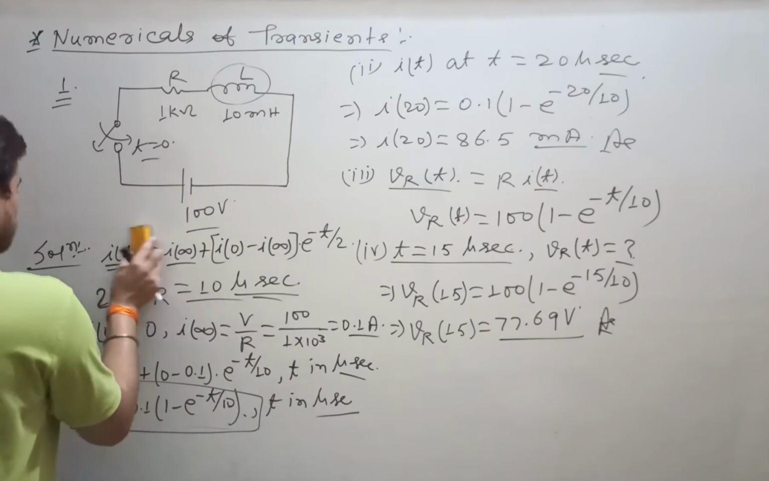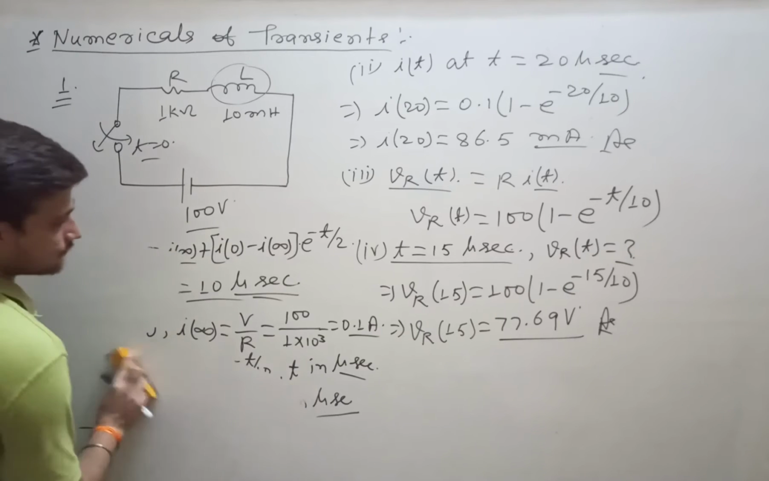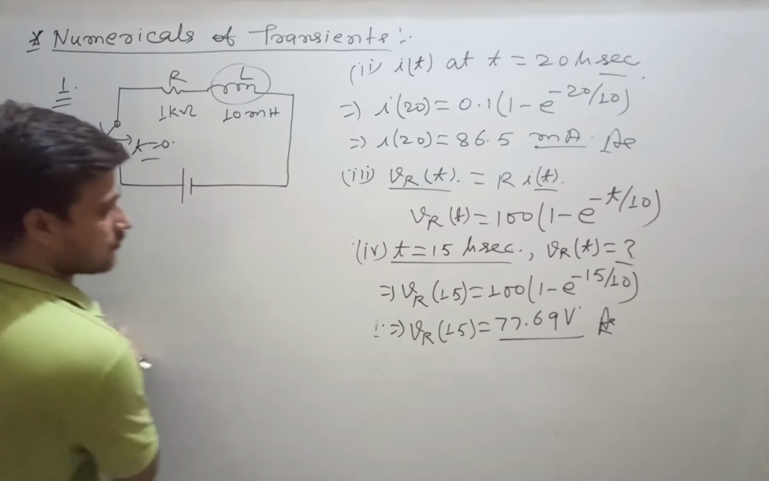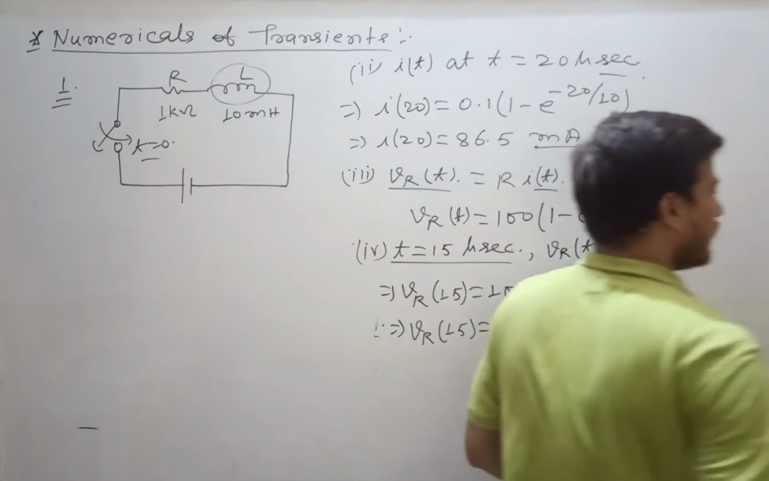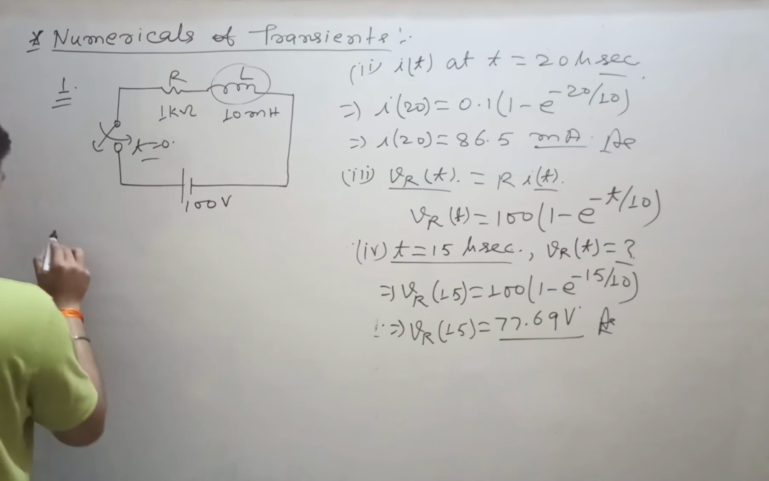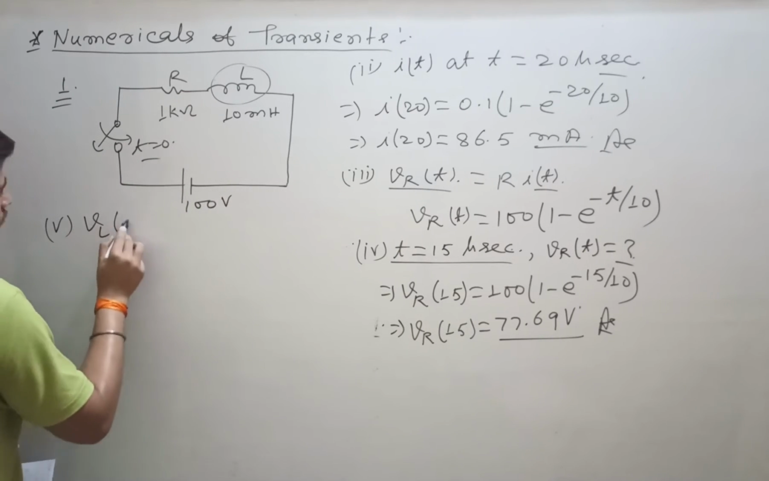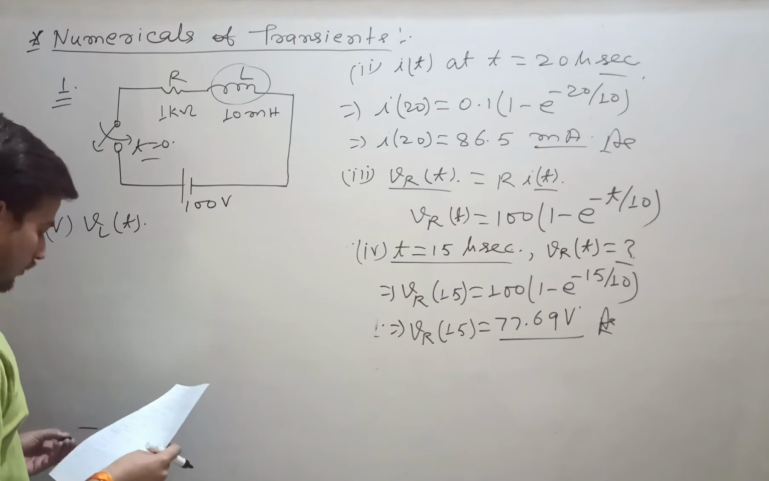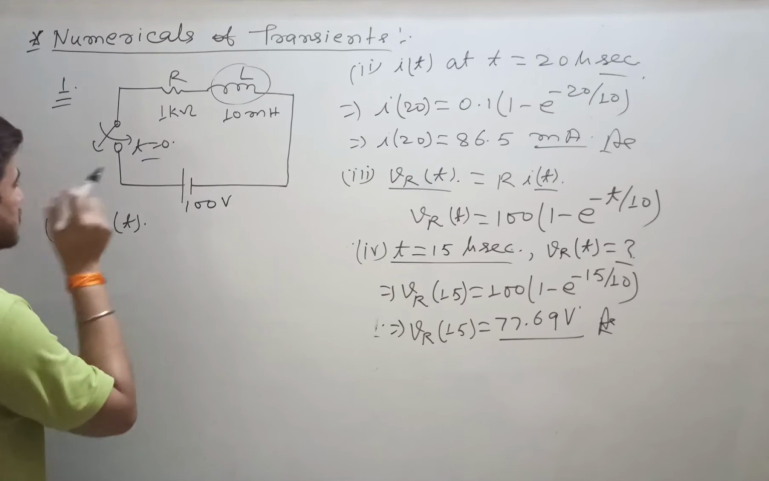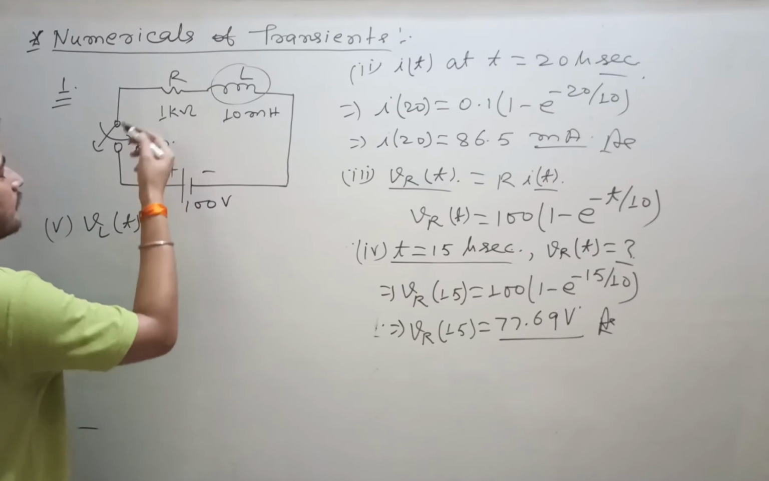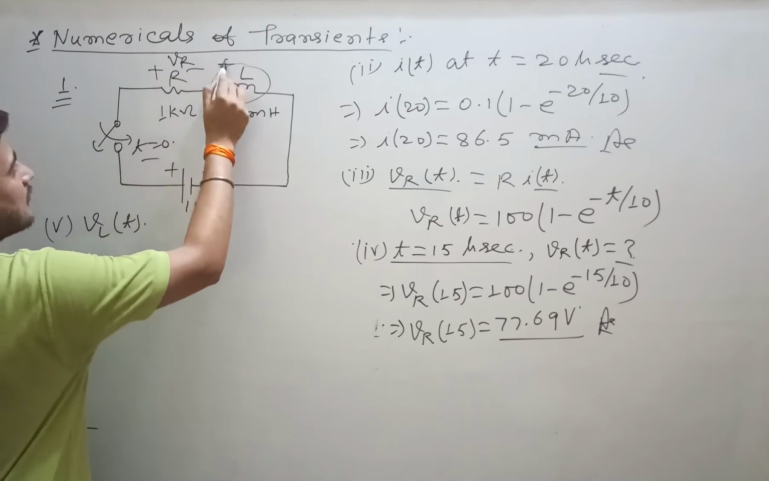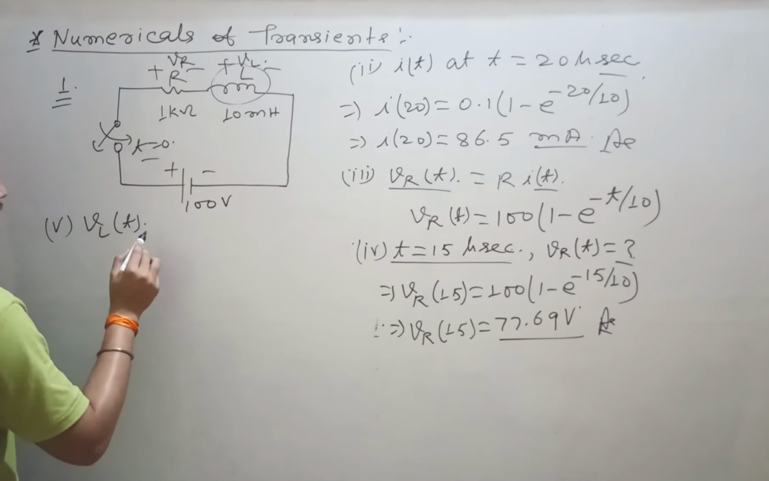Two more questions are there in this circuit. Next, we have to write the expression for voltage across inductor. The fifth question is we have to write the expression for VLT. So how will you write the expression for VLT? So you see VLT can be written as, now I am writing the VLT in a different way. This is plus minus VR, this is plus minus VL. So what will you write?